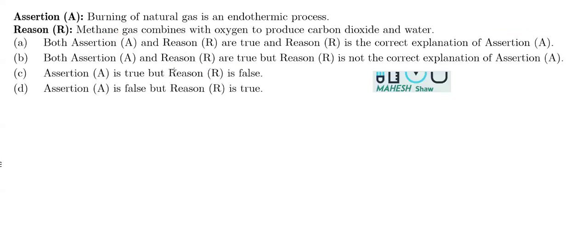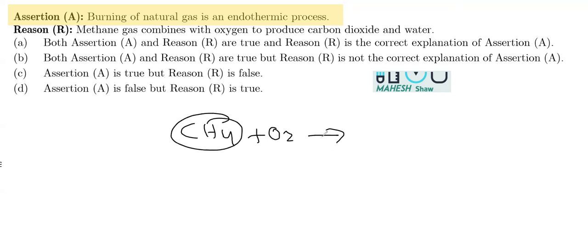The next one is a very easy question, in fact, an assertion reasoning based question. The question says that the assertion is: burning of natural gas is an endothermic reaction. Now let's figure out what natural gas is. Methane, right? That is CH4. We know that CNG is nothing but compressed natural gas. Natural gas mainly comprises methane. That's why I wrote CH4.